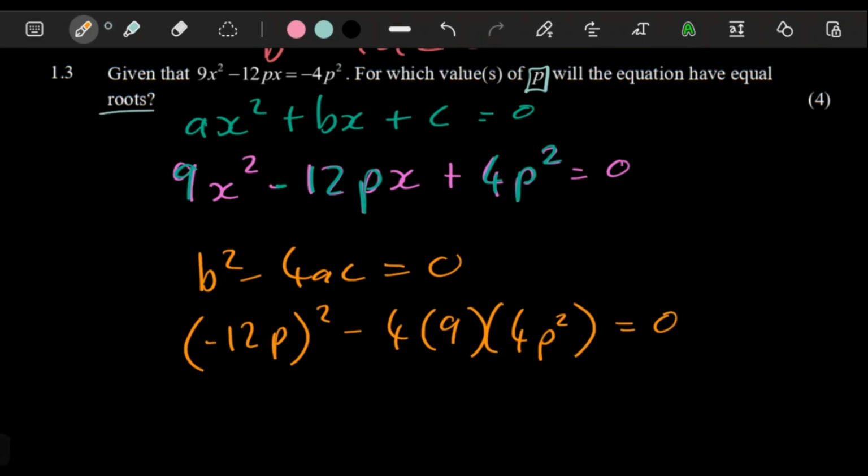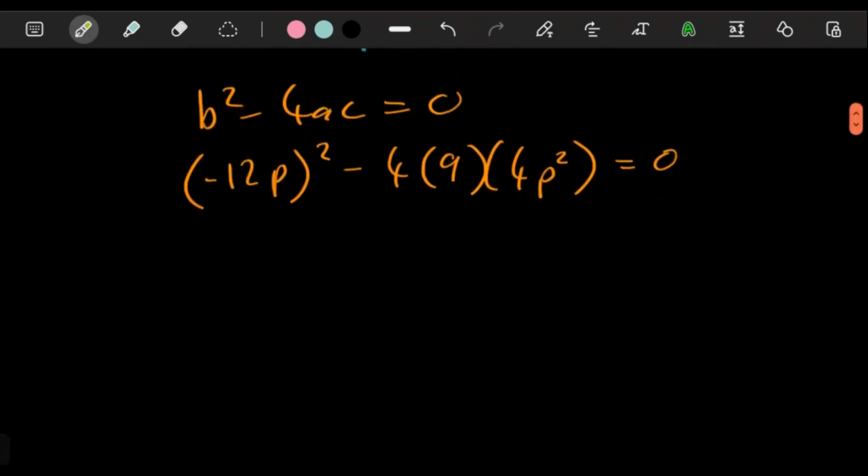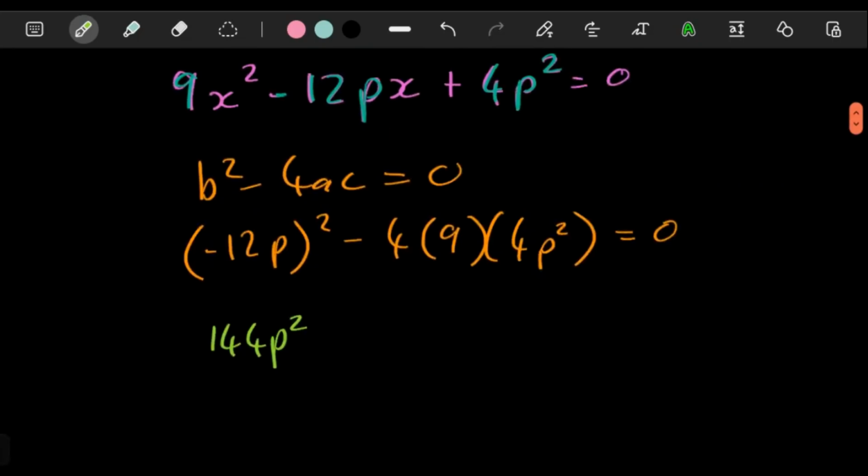Perfect. So as you can see, we have a lot to do. No, not really. Question is practically done. So negative 12 squared is 144. p squared is just p squared. 4 times 4 times 9. Calculator, please do your thing. 4 times 9, that's like 144. So here we're going to have negative 144, and then we have our p squared equal to 0.